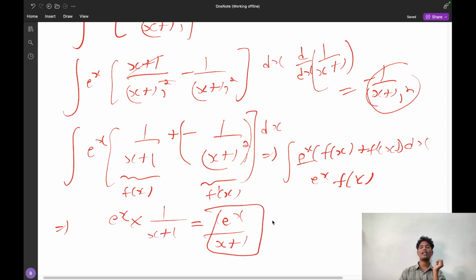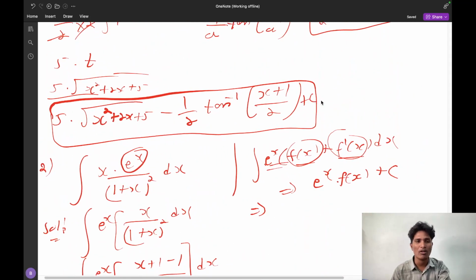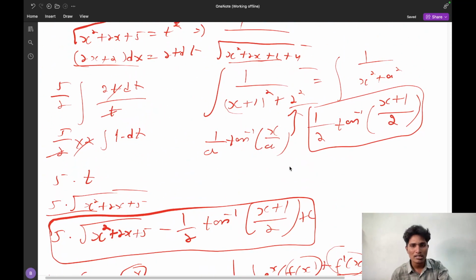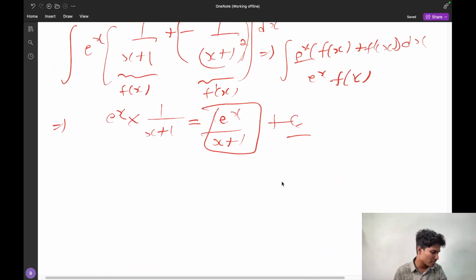And I already said the indefinite integration should have the constant. In the previous question also we have to mention the constant, that is plus c. We cannot forget plus c because it is very important. In the indefinite integration we have to deal with constants, but in the definite integration there is no need.